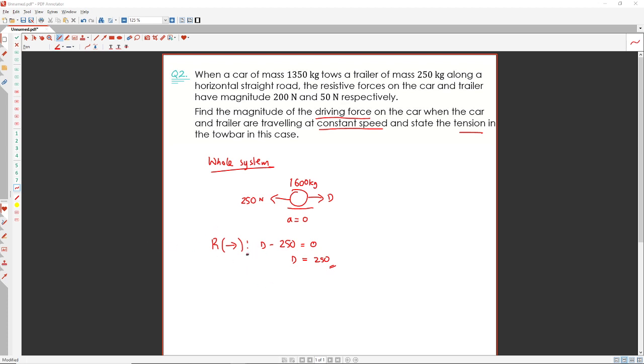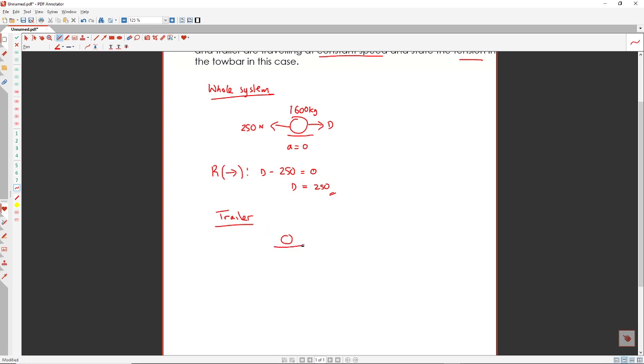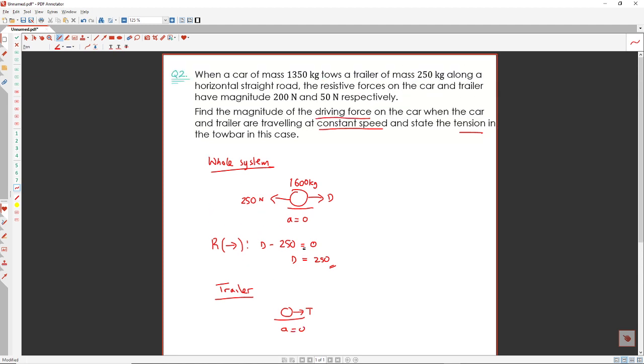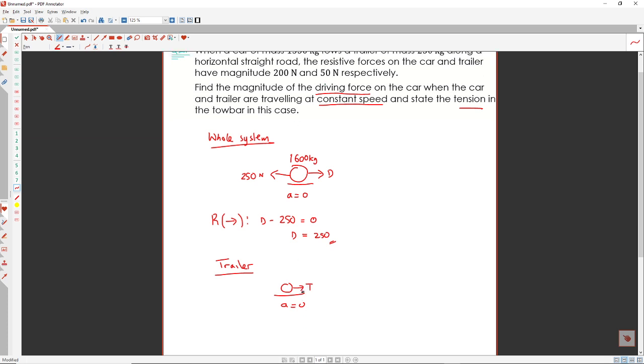Okay, next up then, you could use either particle to do the last bit, but I'm going to do the trailer. Okay, for the trailer then, scroll down a little bit. We've got a tension force pulling it forwards, we're trying to find. Remember, the acceleration is 0. We've got a mass of, well, 250 and a resistive force of 50 newtons. So 50 newtons going back that way, 250 kilogram mass. So resolving to the right gives us T minus 50 equals mass times acceleration, which is 0. So T equals 50 newtons.